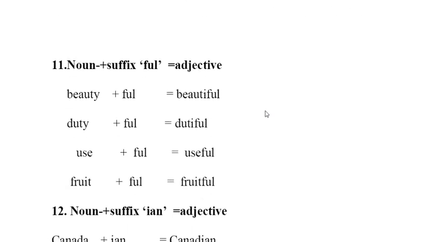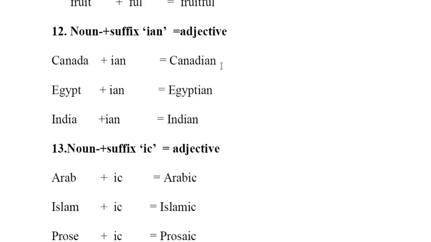Then comes noun plus suffix full, which gives an adjective. Beauty plus full, beautiful. So what to do? Full is added with a noun as a suffix, then it becomes an adjective. Duty plus full, dutiful. Use plus full, useful. Fruit plus full, fruitful. So it's about full added with a noun and it becomes an adjective.